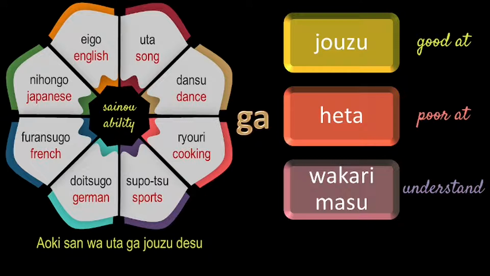To say I am poor at cooking or I am bad at cooking, let us replace Aoki-san with watashi, uta with ryori, and jozu with heta. So the Japanese sentence will be watashi wa ryori ga heta desu.